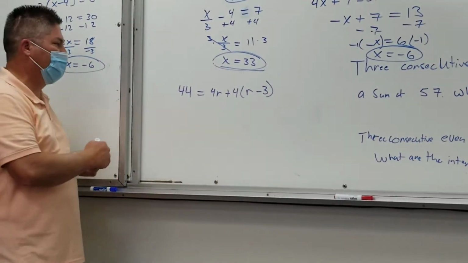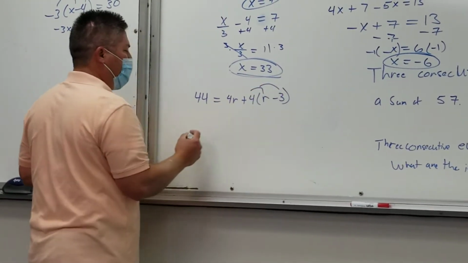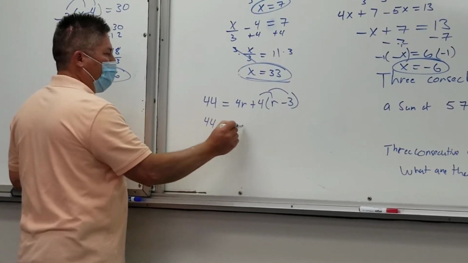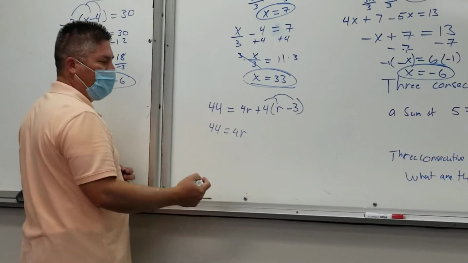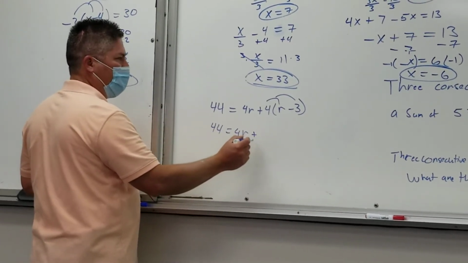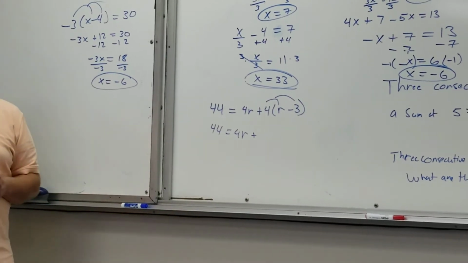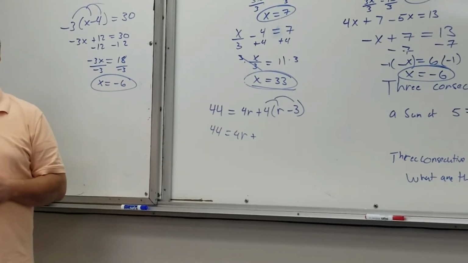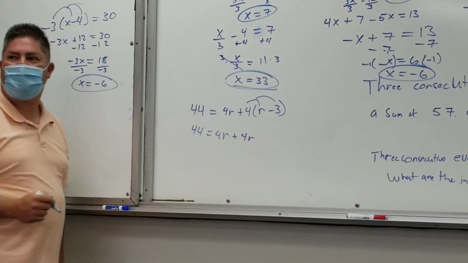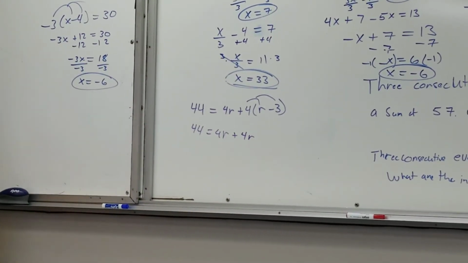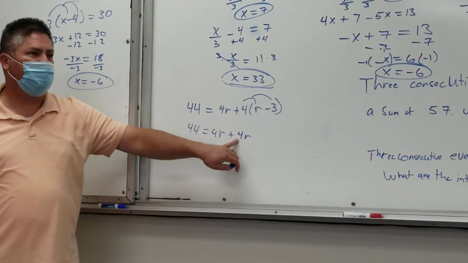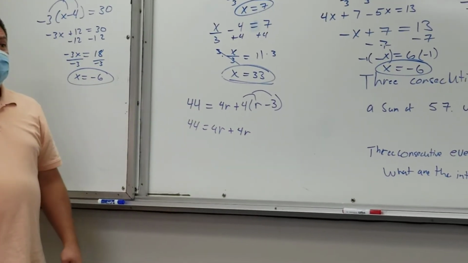Tristan, what am I going to get when I distribute the 4? What's 4 times R? We don't know what R is. What's 4 times R then? 4R. Yep, that's just 4R. I just leave it as an R because I don't know what R is. So I'm just going to times it. 4 times 1, 1's in front of the R. 4 times 1 is 4R. You're good. Just keep going.